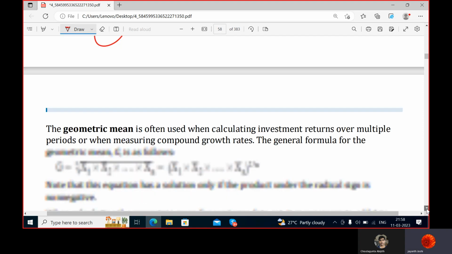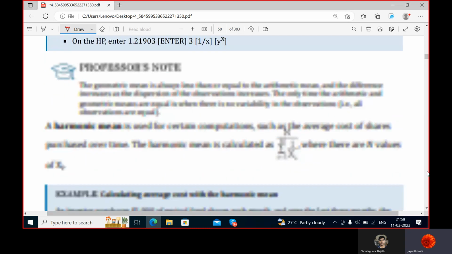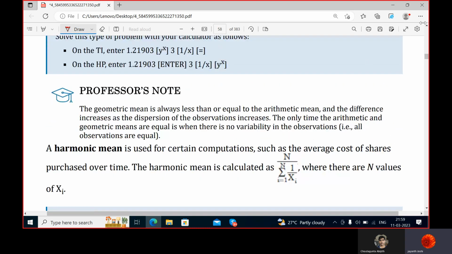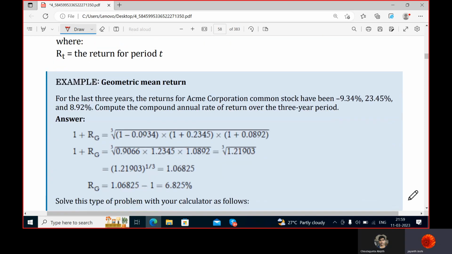Geometric mean already discussed, Abhijit. You can just do this question. And after this, harmonic mean. So we'll take till geometric. Harmonic will continue from tomorrow. Okay, Abhijit, please go through this.